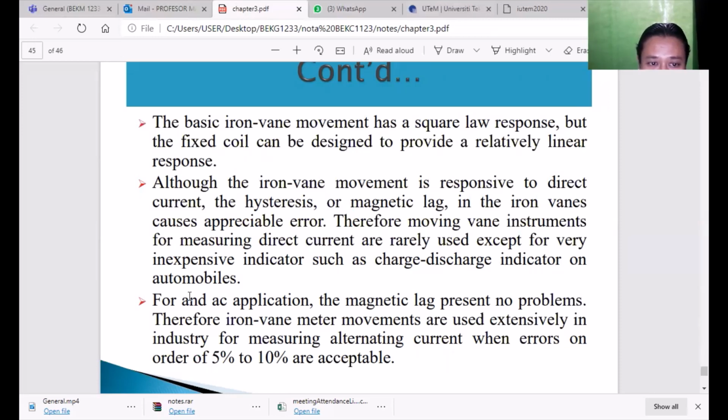Okay, for an AC application, the magnetic lag presents no problems. Therefore the iron vane meter movements are used extensively in industry for measuring alternating current when errors on the order of 5% to 10% are acceptable. So another application for the iron vane is extensive use in industry for measuring AC current, where an error of 5% to 10% is still acceptable.